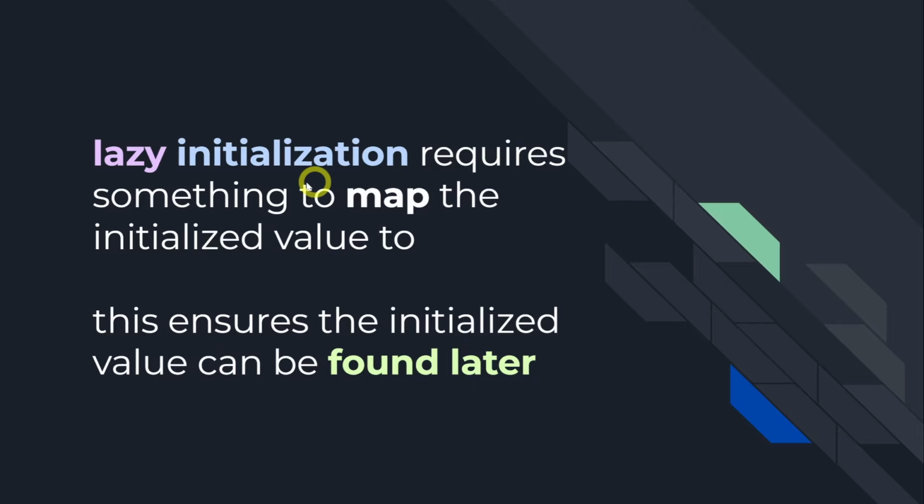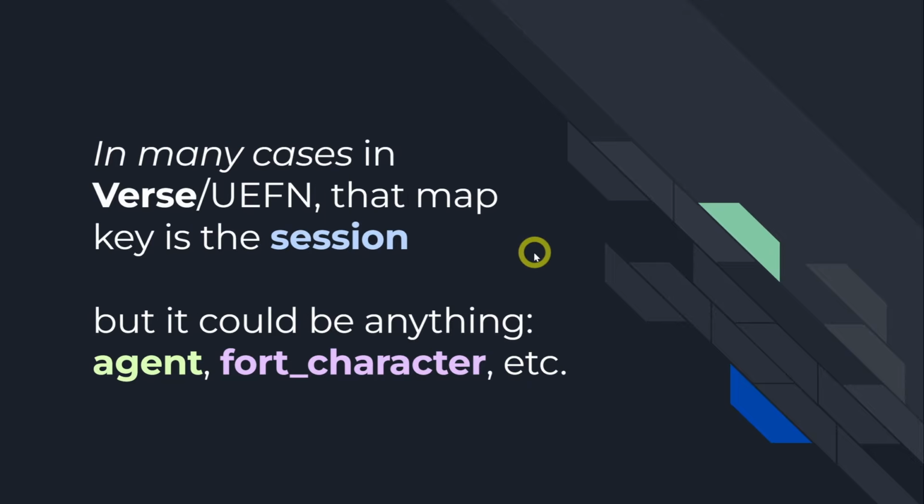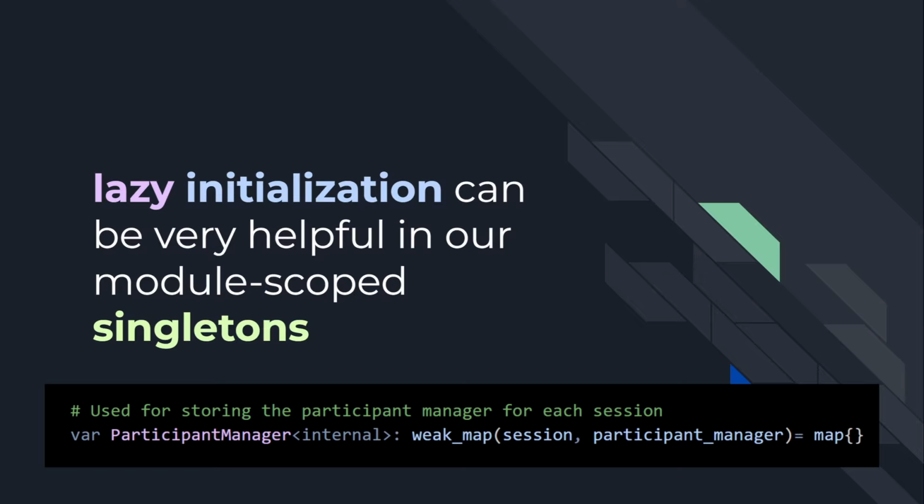Lazy initialization requires something to map the initialized value to, and that is what ensures that the initialized value can be found later. In many cases, in Verse, that map key is the session, for singletons and that nature. But it could be anything that is comparable: agent, fort character, int, string, you got it. Lazy initialization can be very helpful in our module scoped singletons, like you can see right there.